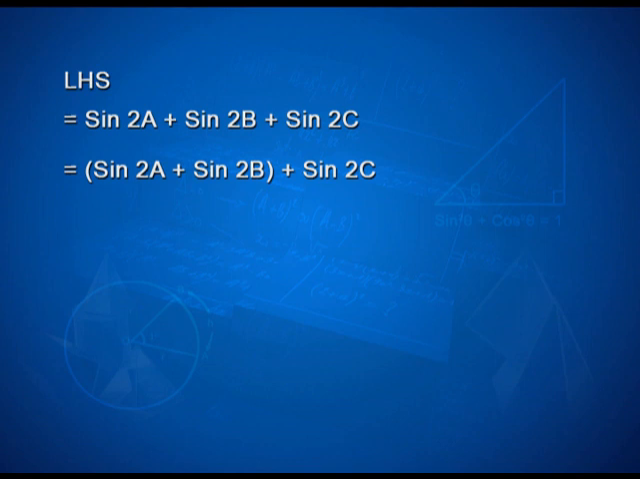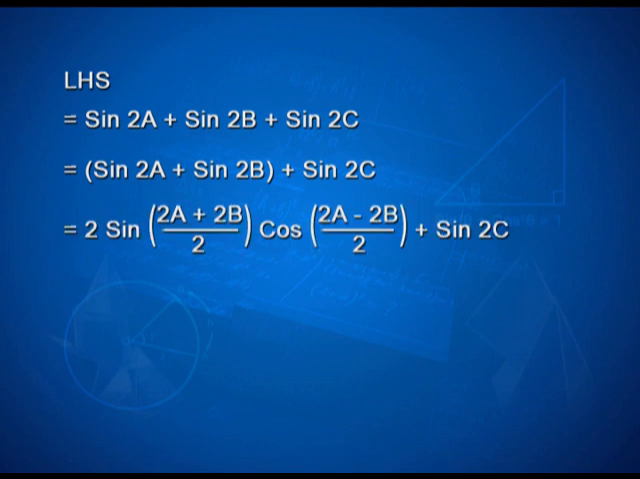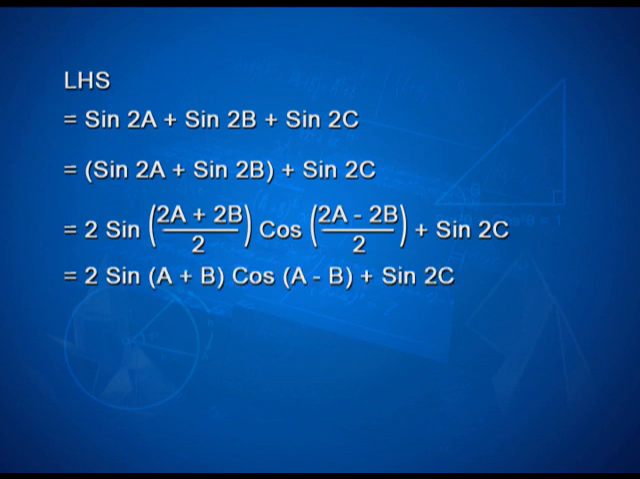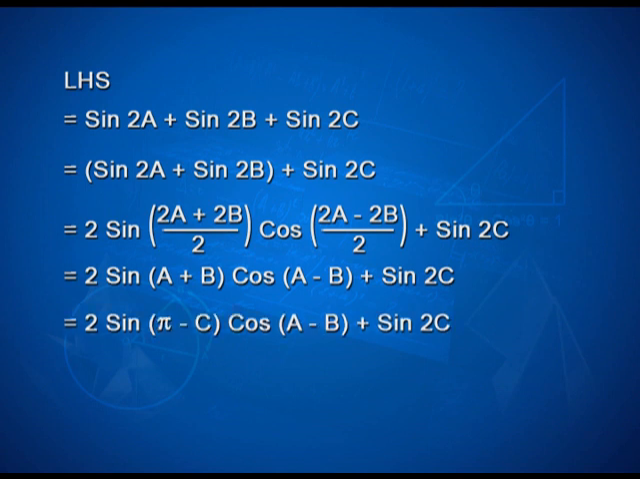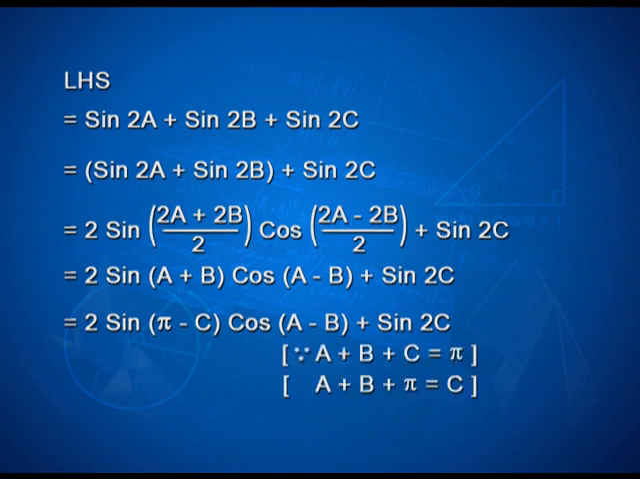This again, using the first step, we can express as 2 sin (2a plus 2b) upon 2 into cos (2a minus 2b) upon 2 plus sin 2c, which could be expressed as 2 sin (a plus b) into cos (a minus b) plus sin 2c, and we can express this as 2 into sin (pi minus c) into cos (a minus b) plus sin 2c, because a plus b plus c is pi. So, a plus b can be written as pi minus c.